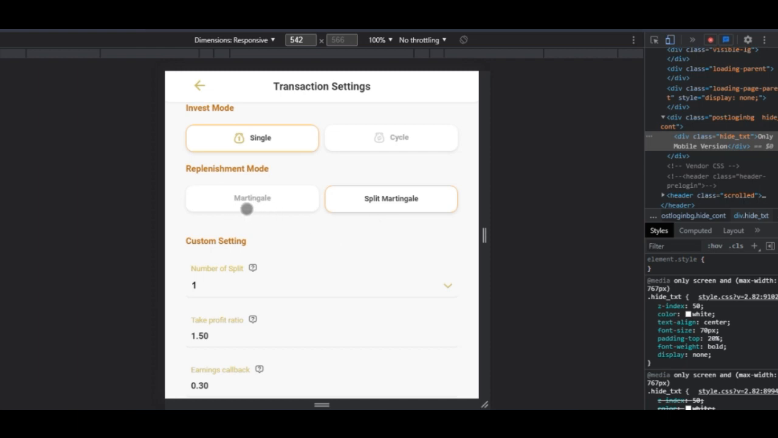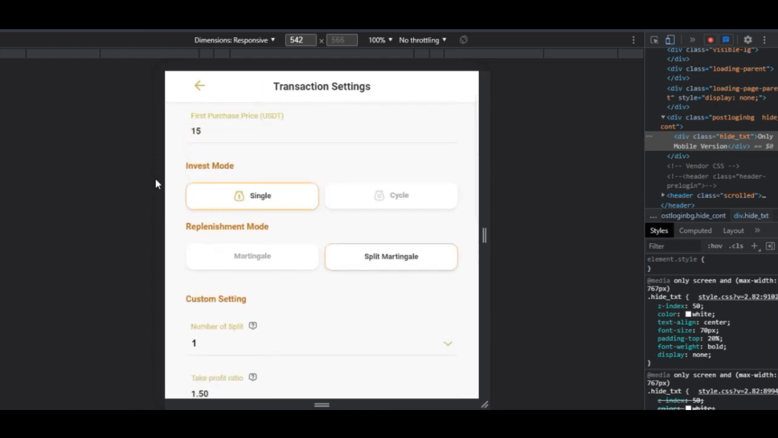But if you have enough funds, like $100,000 and above, then you can go with the Martingale strategy, and you can just reach out to us. We'll help you set up your trade to run continually without you coming every now and then to put in the settings. So going forward, just make sure that you are going with the split strategy.